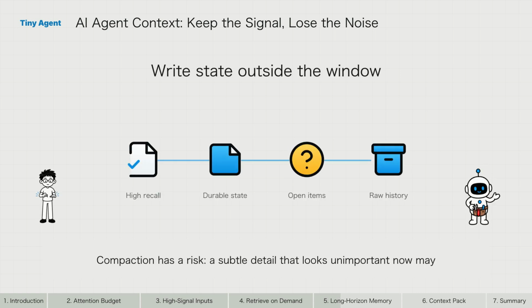Compaction has a risk. A subtle detail that looks unimportant now may become critical later. Anthropic recommends tuning for high recall first, then improving precision. Losing a decisive constraint is more expensive than carrying a little extra context. Structured notes provide another layer. The agent writes progress, milestones, discoveries, and open questions outside the window, then reloads the relevant note later. This makes working state durable without keeping the entire conversation active.